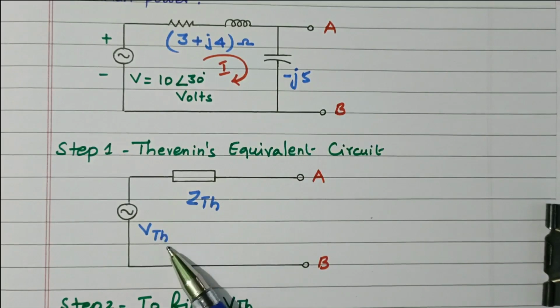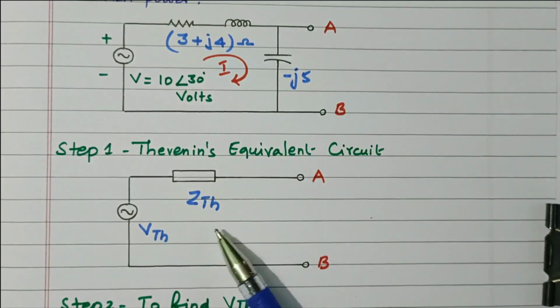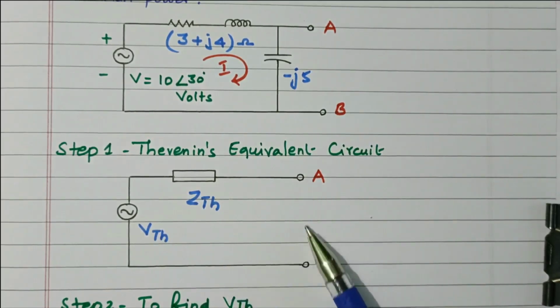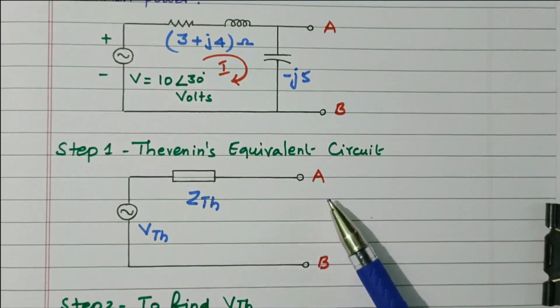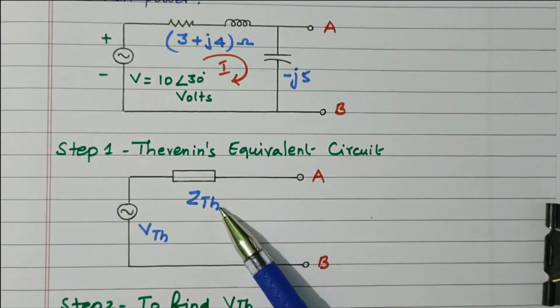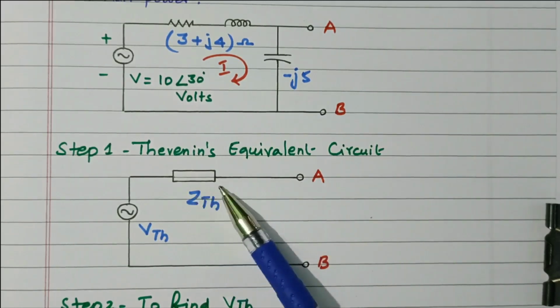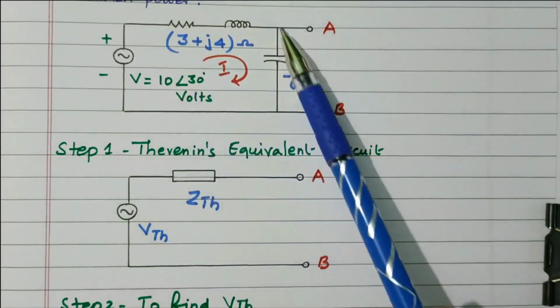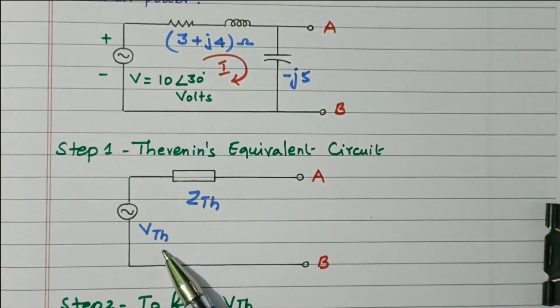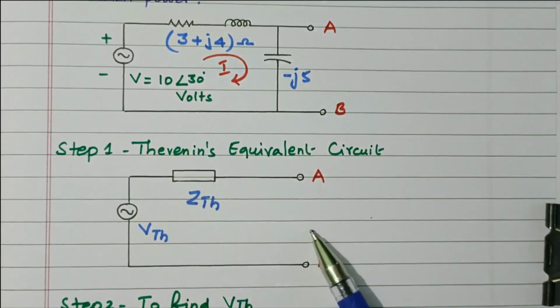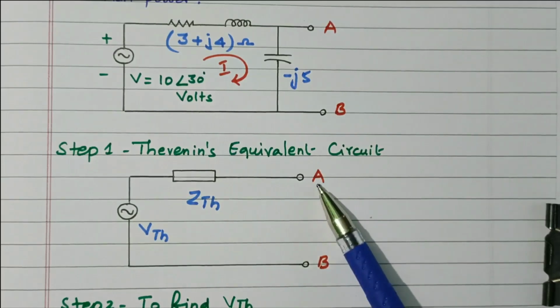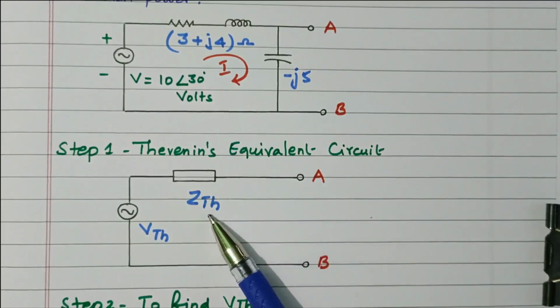By finding V Thevenin and Z Thevenin, the advantage is that Z Thevenin is equal to the load impedance, because the condition in the maximum power transfer theorem is that the load impedance equals the internal impedance. So this is the internal impedance. This complicated circuit is simplified to one voltage source and an internal resistance or impedance. Both are equal, so we can easily calculate the load impedance value, which is Z Thevenin. That is the advantage of this circuit.